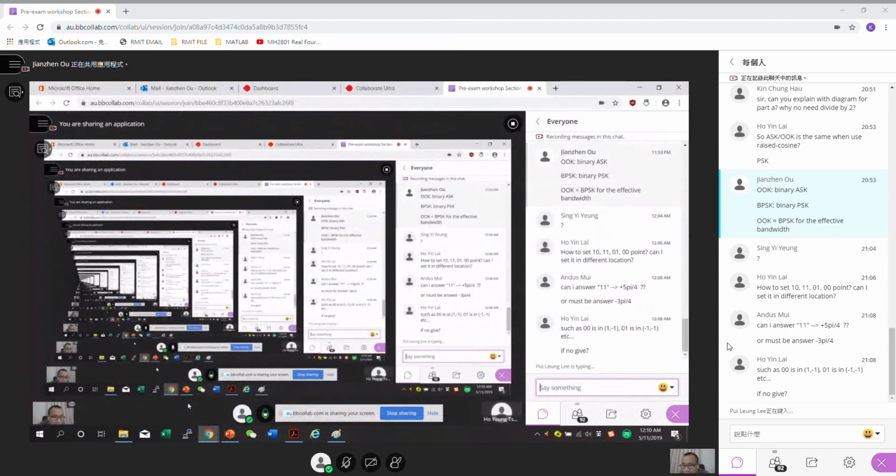Such as 0, 0 is no, if no give. Well, I think it's very conventional. It's a very conventional constellation diagram, I think. I recommend you look back at the textbook to see the conventional way, but I think it's very conventional like that. But different bit combinations can have different magnitudes, in the in-plane or the quadrature. So I think in the question it should be given.